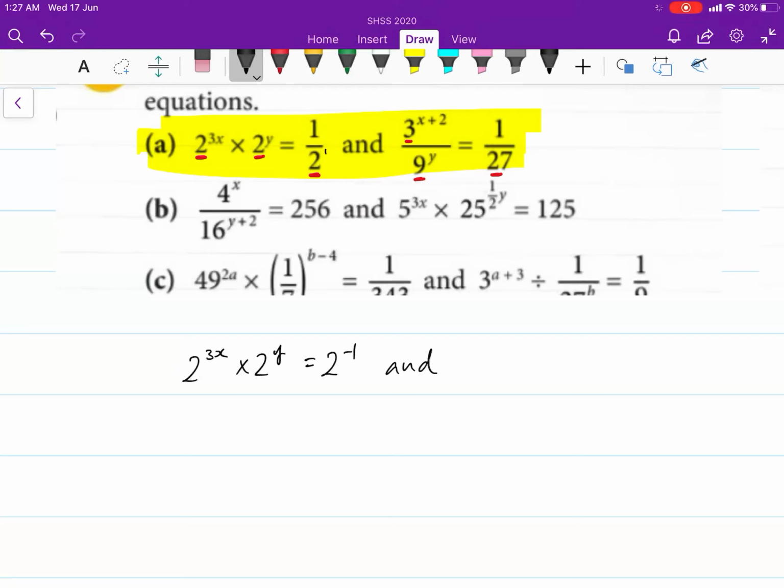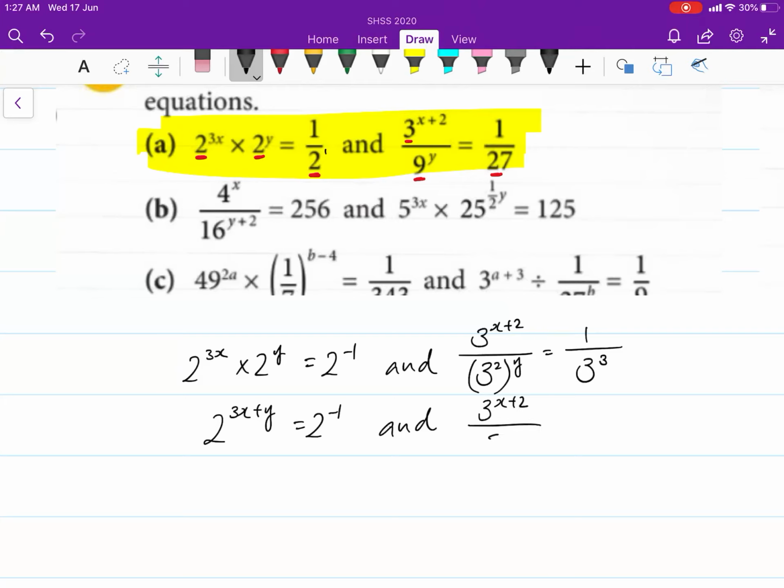And I have another equation, 3 to the power of x plus 2 over 9 to the power of y is 3 to the power of 2. 9 is 3 to the power of 2. y equals to 1 over 27. If you change back to base 3, it will be 3 to the power of 3. Now simplify this using indices. I'll have 2 to the power of 3x plus y equals to 2 to the power of minus 1. And I'm going to simplify this. 3 to the power of x plus 2 over 3 to the power of 2y equals to, bring up the 3 to the power of 3, I get 3 to the power of minus 3.